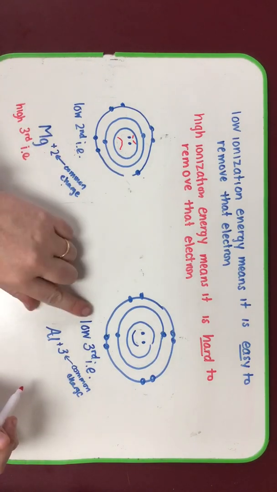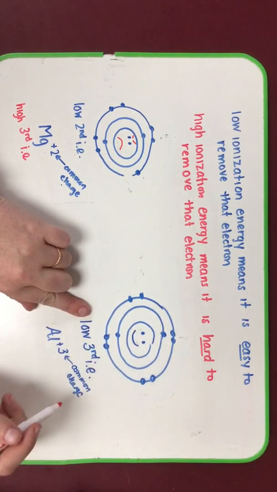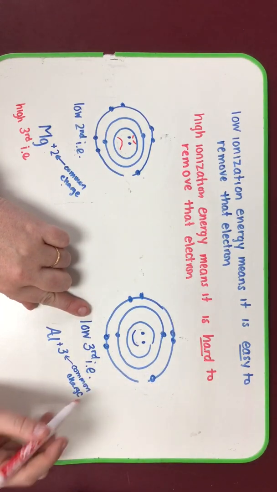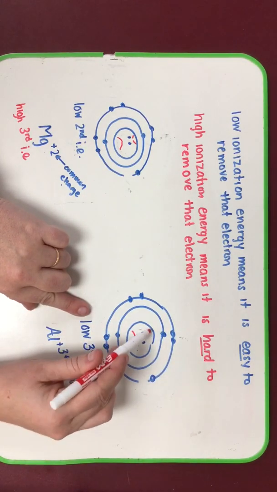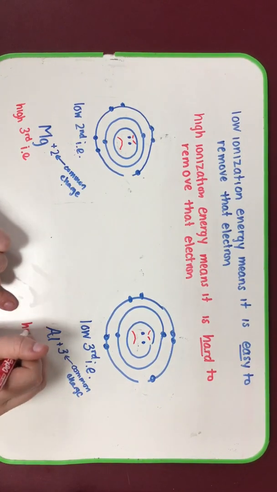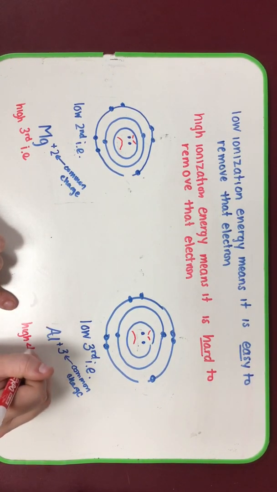Over here, aluminum had a low third because that's what made it stable. But if you try to take the fourth electron away, now you're making it less stable. Now you're making it upset. That's going to take a lot of energy.